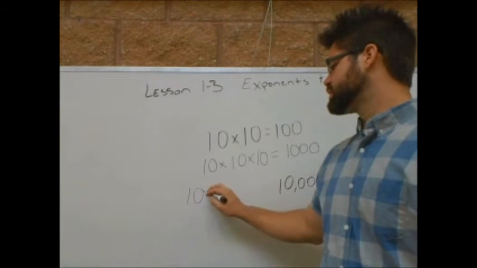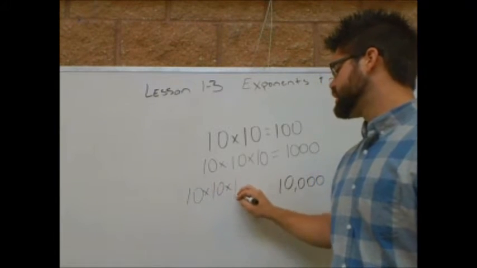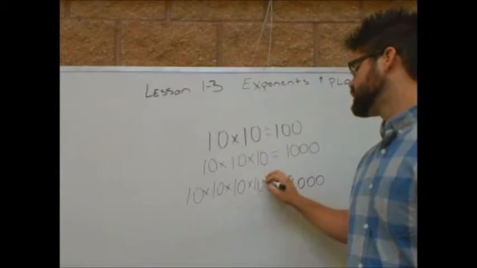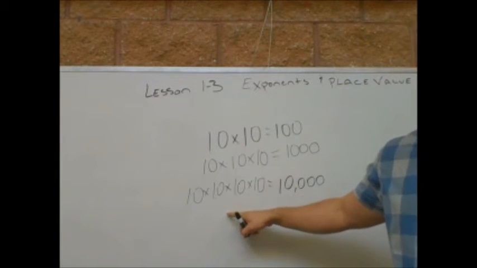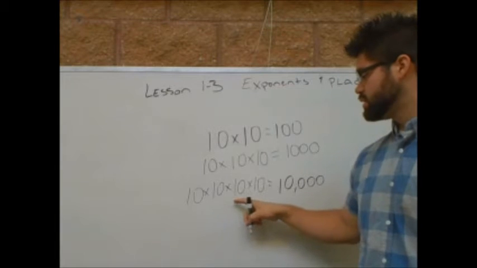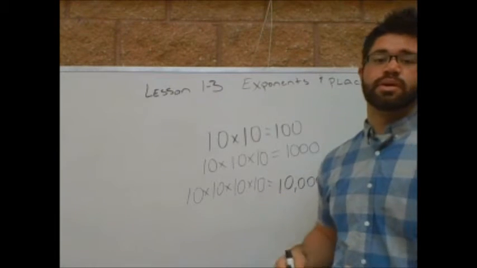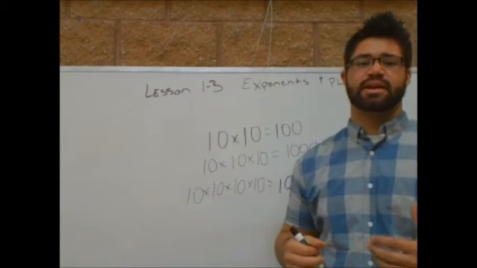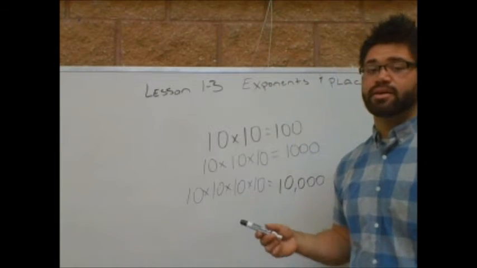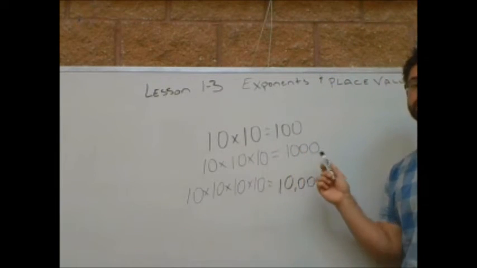So let's take it to the next level. 10 times 10 times 10 times 10. Again, we're only using 10, so it's a product of tens. And 10 times 10 times 10 is 10,000. So what I want you to do is just stop for a second and think and see if you can see a pattern in these numbers that we just did.